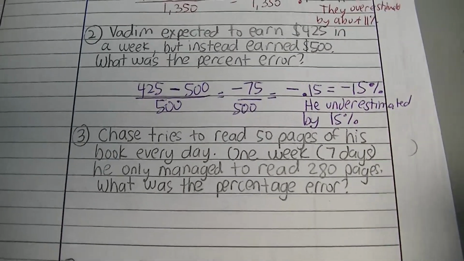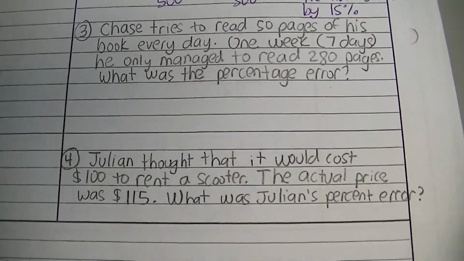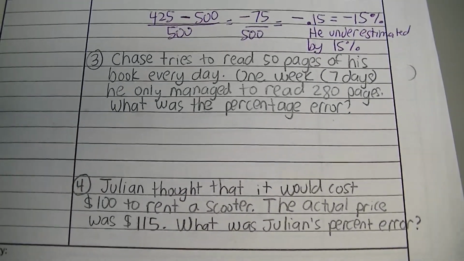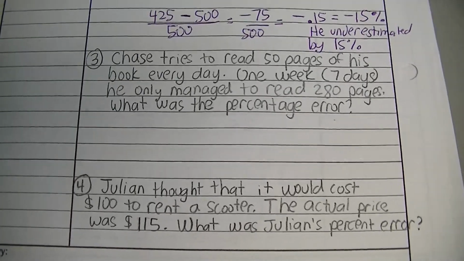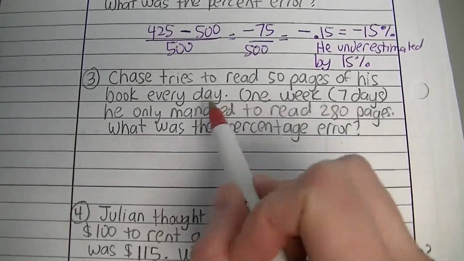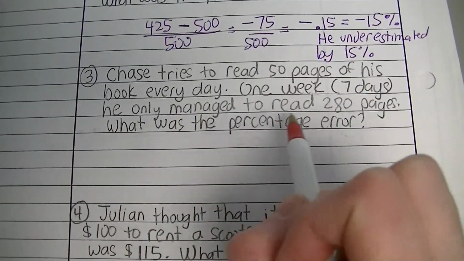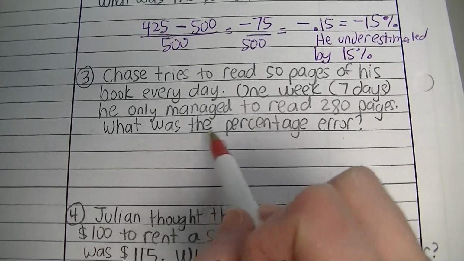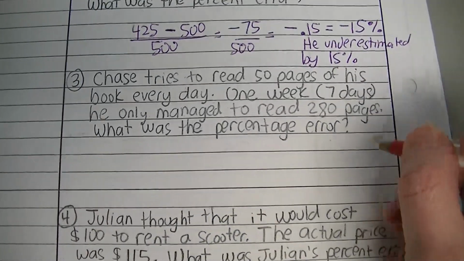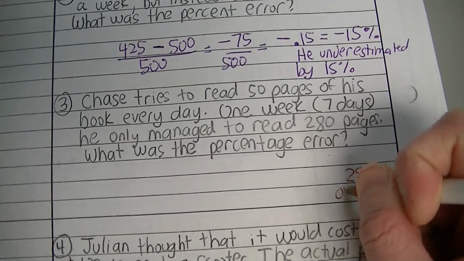All right, so for the next two, I'm gonna go ahead and give you the answer, but I expect you to have your work match up with your answer, okay? So this is a good way to check and see if you're doing it correctly. For number 3, Chase tries to read 50 pages of his book every day. In 1 week, which is 7 days, he only managed to read 280 pages. What was the percent error? So you should get, as your answer, 25% overestimate.